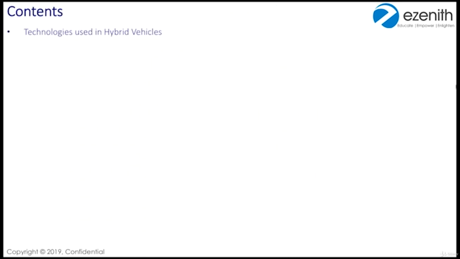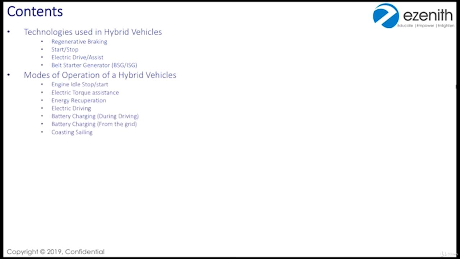Once all this is done and dusted, let's move on to the technologies associated with hybrid vehicles: the start-stop, the electric assist, the battery generators, and regenerative braking. To make you understand that hybrids are as simple to drive as your normal cars, we will learn the various modes of operation of a hybrid vehicle when it is being driven. Then we have two slides for you that compare the different hybrid topologies. One slide compares the capabilities of hybrid vehicles, the other compares the technical aspects.